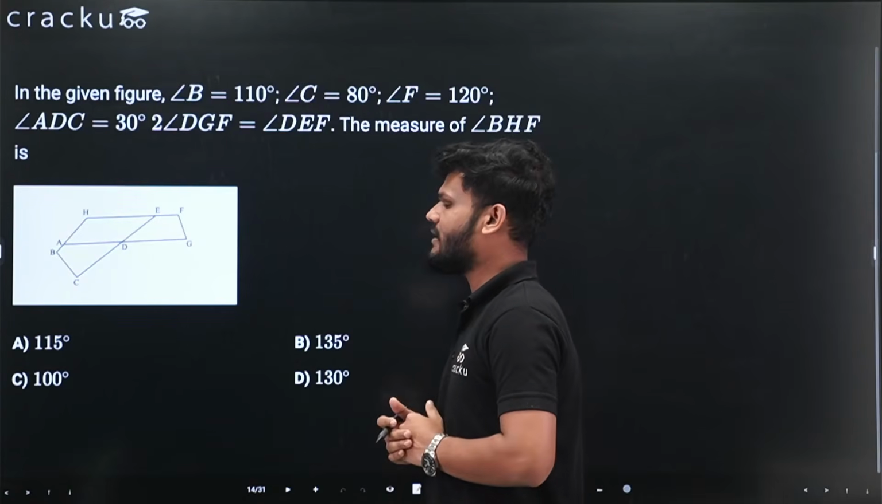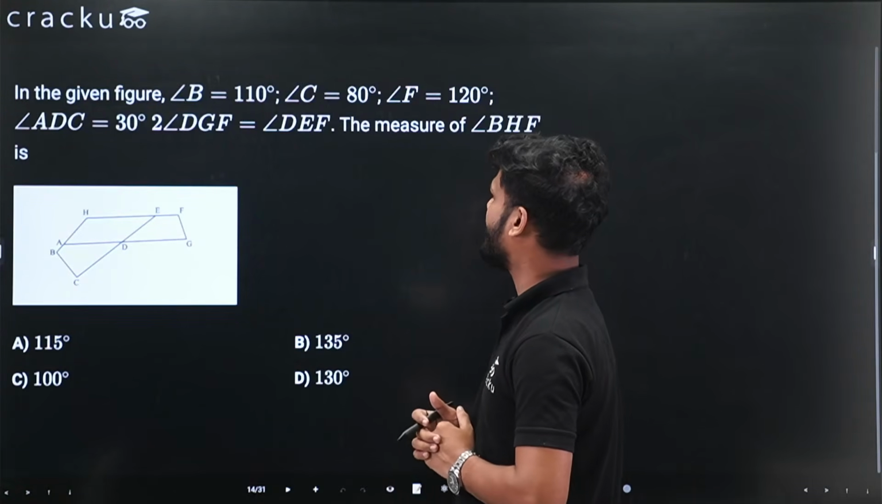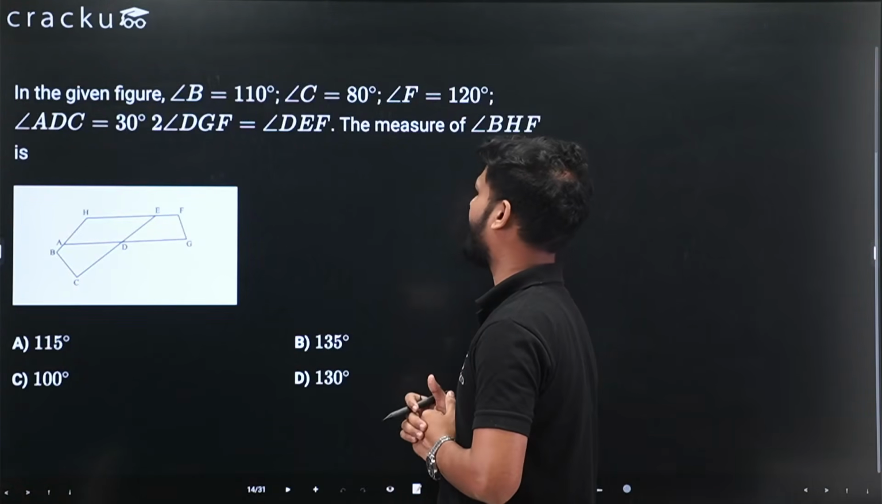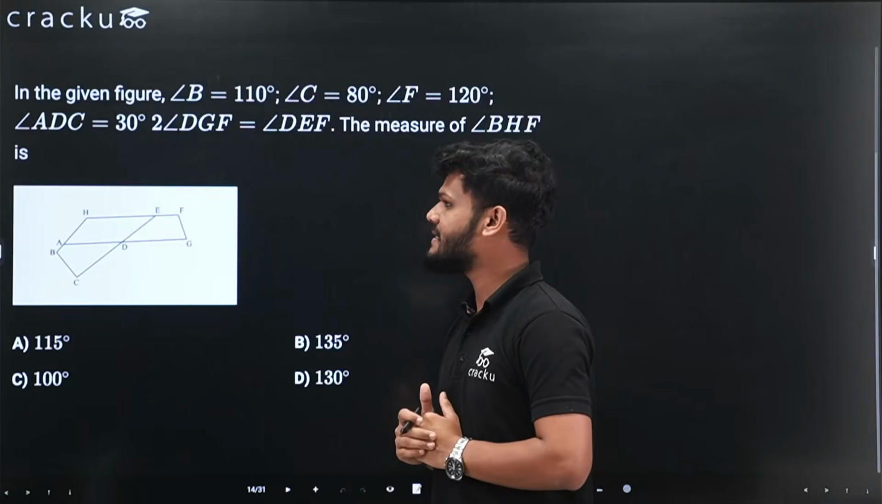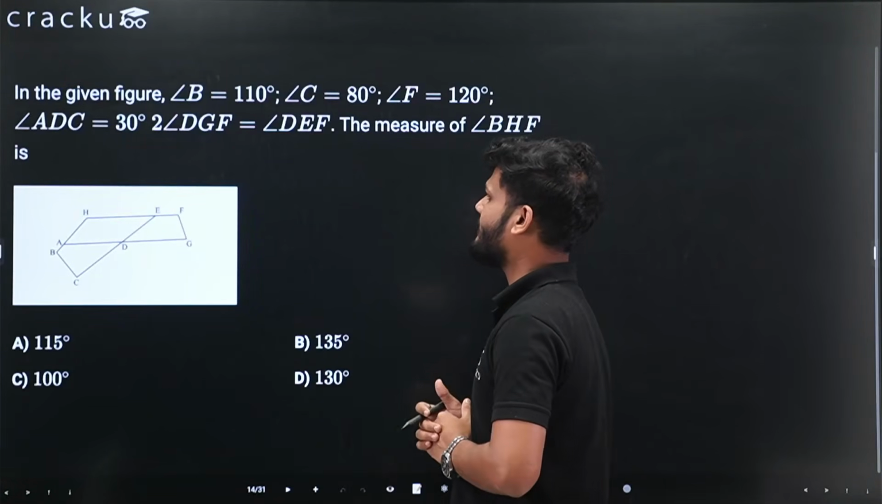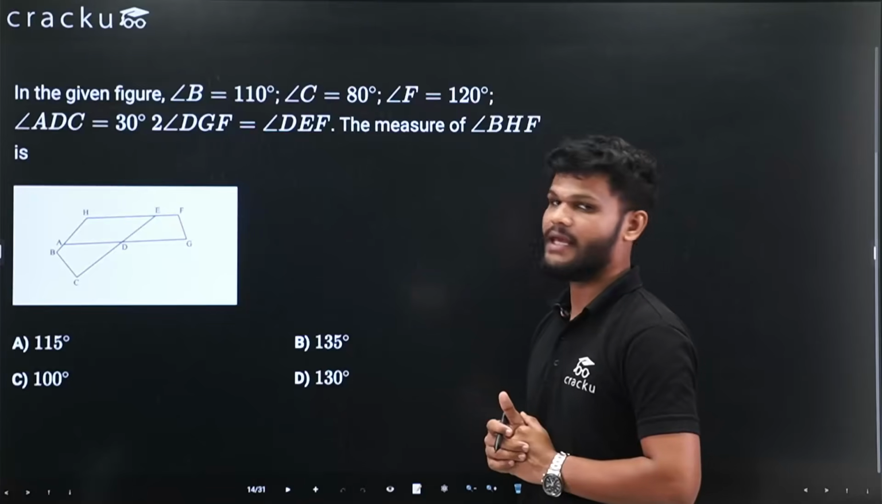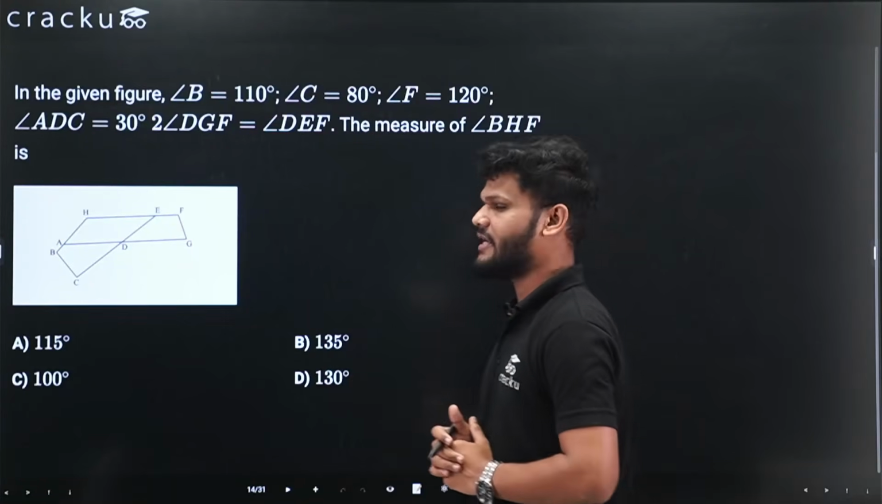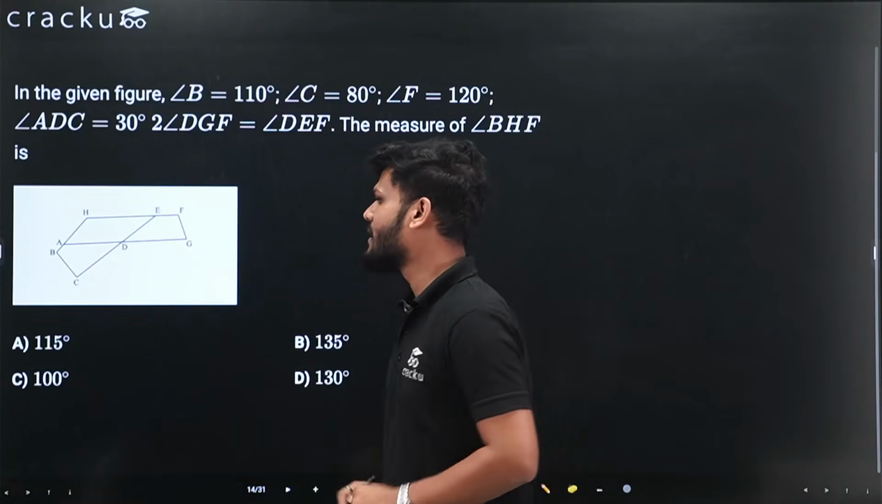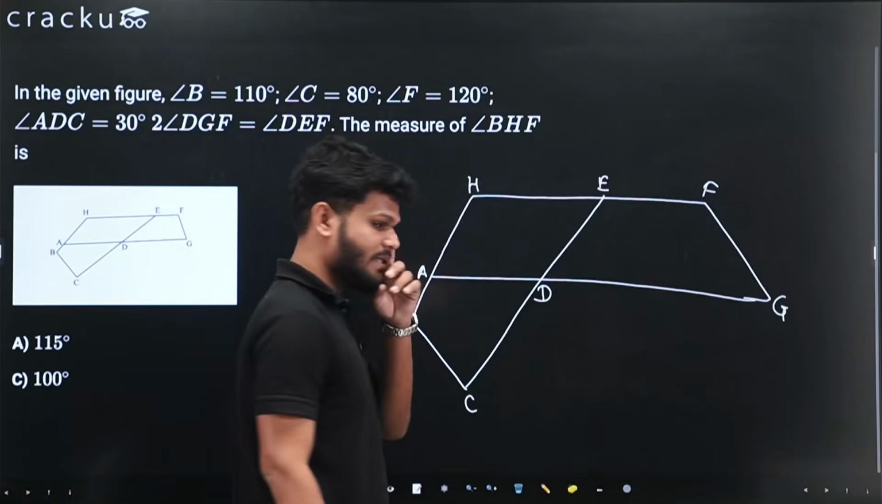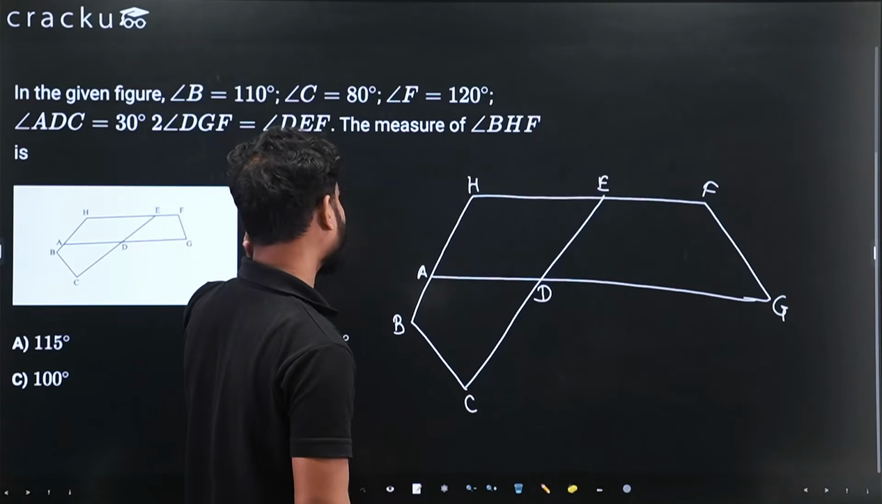So in the given figure, angle B is 110 degrees, angle C is 80 degrees, angle F is 120 degrees, ADC is 30 degrees, and twice of DGF is equal to DEF. Then find the measure of angle BHF. So we need to find this angle. Let us first draw the figure. So this is the figure.